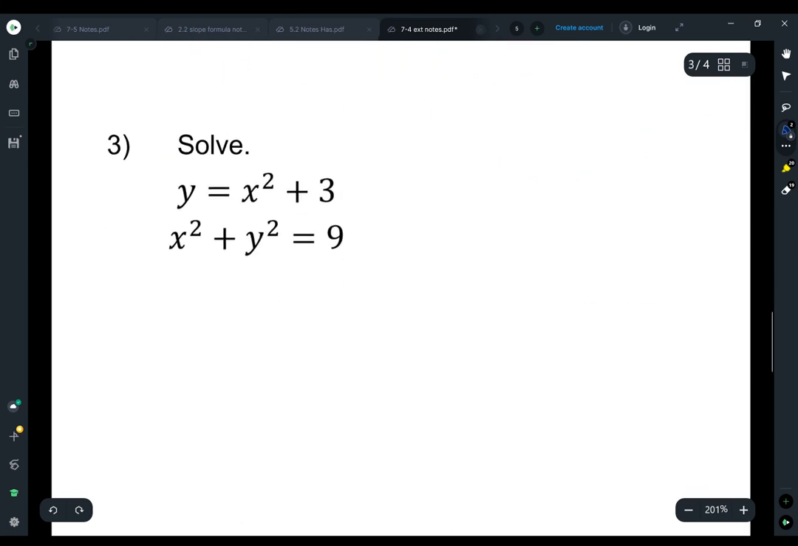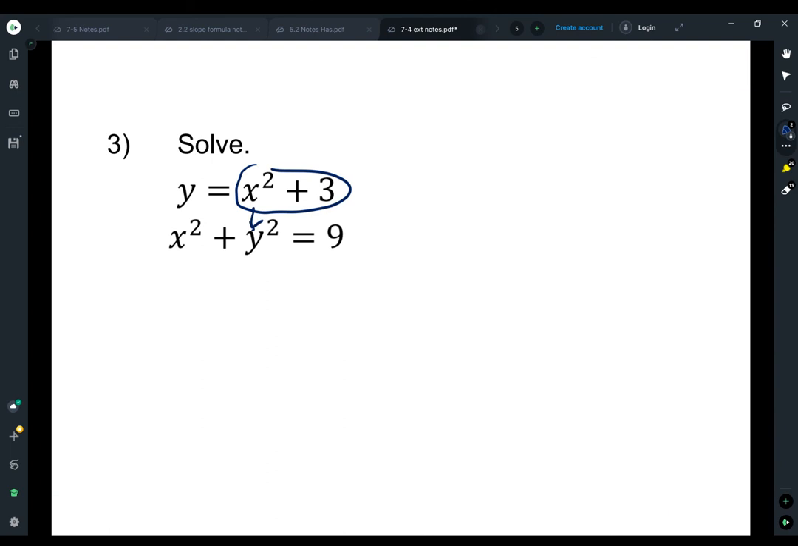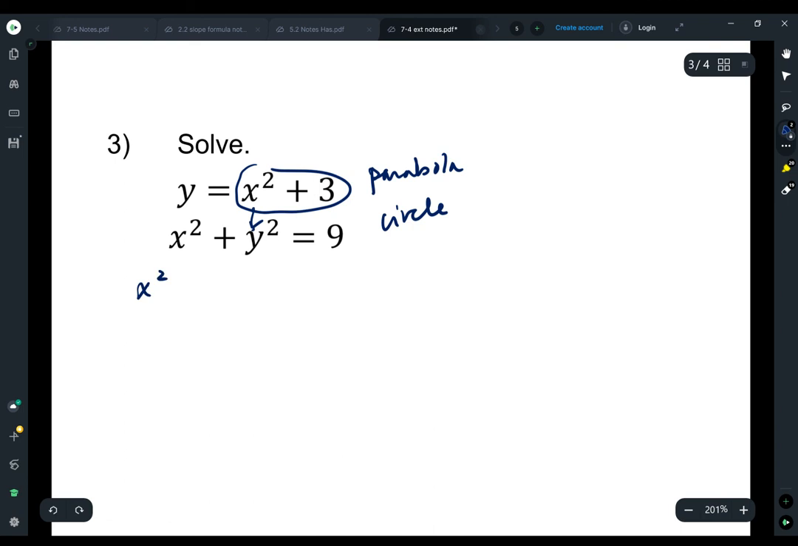So looking at the next one, it looks like it's set up for substitution. It looks like I could easily substitute this stuff in for y. This is not going to be our best move. I'm going to explain why in just a minute. I also want to mention that my first one is a parabola and my second is a circle. So look at what happens when we substitute.